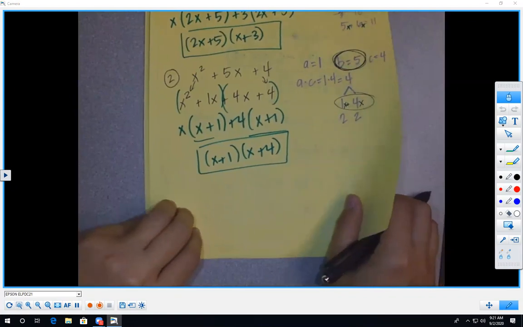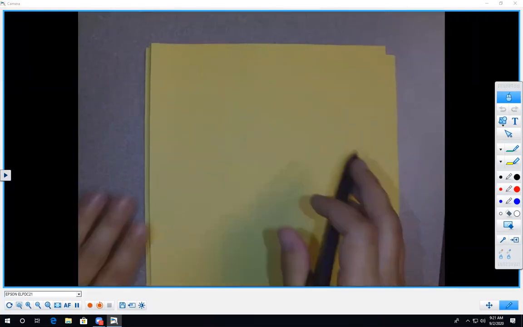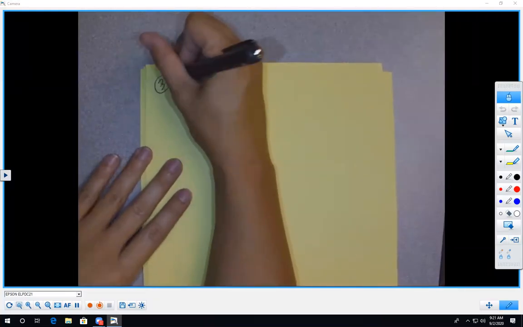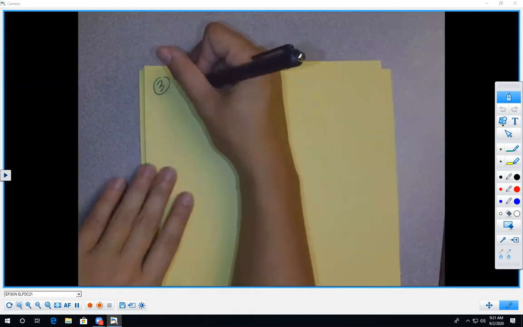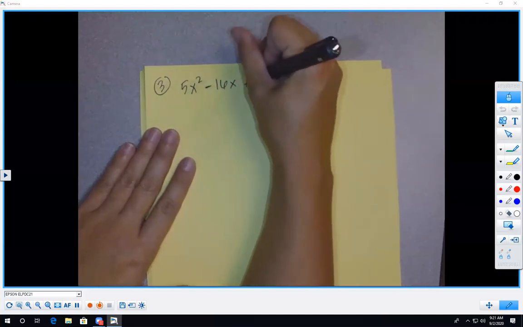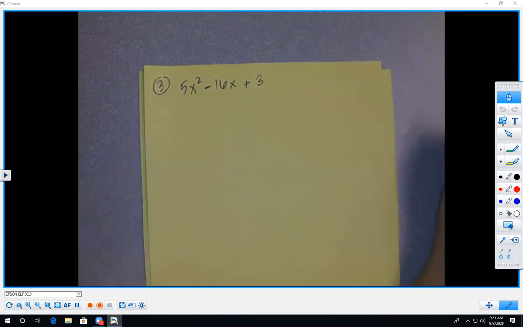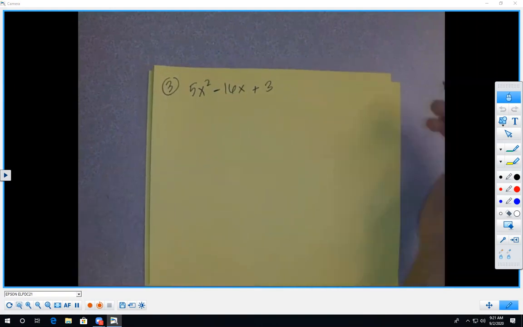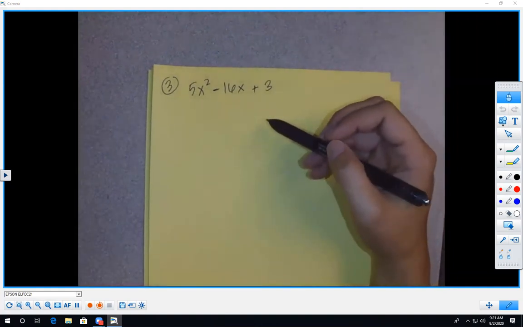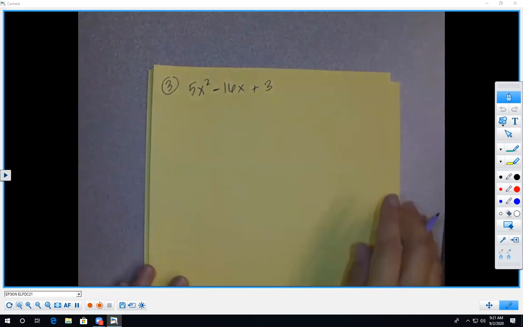Okay, let's do another one. I'm going to switch to a new sheet of paper. If I have the problem 5x squared minus 16x plus 3. Okay, so this one's a little tiny bit different because it has a negative sign here. It's still going to kind of work out the same. You just think just a little bit more when we're over here on the side.